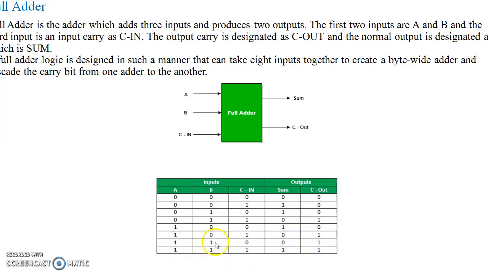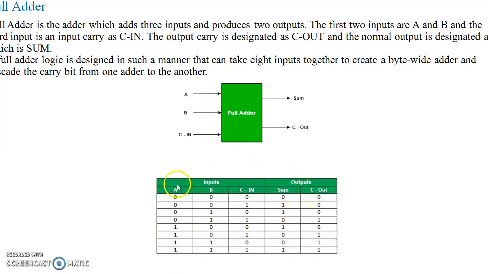Next 1 plus 1 plus 0. So here 1 plus 1 equals 10. Then 10 plus 0 equals 10. So in 10 sum is 0 and carry out is 1. Next 1 plus 1 plus 1. So here 1 plus 1 equals 10. 10 plus 1 equals 11. So in 11 sum is 1 and carry out is 1. So this is the truth table of a full adder circuit.